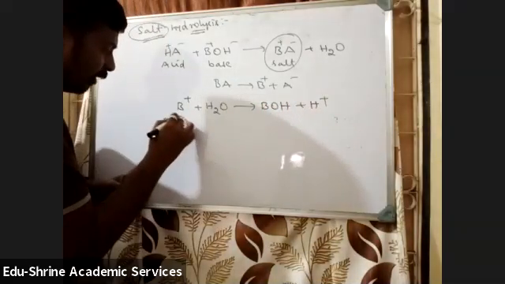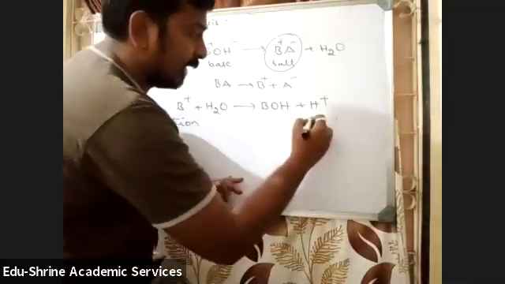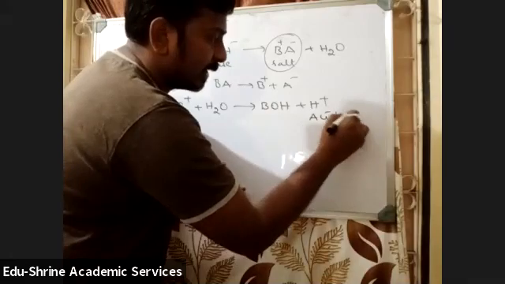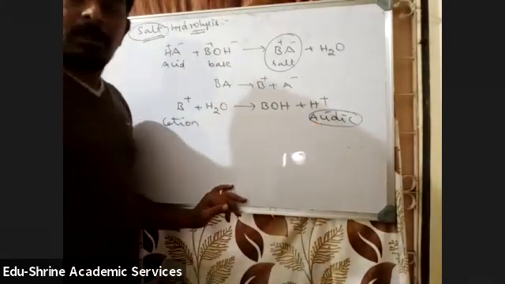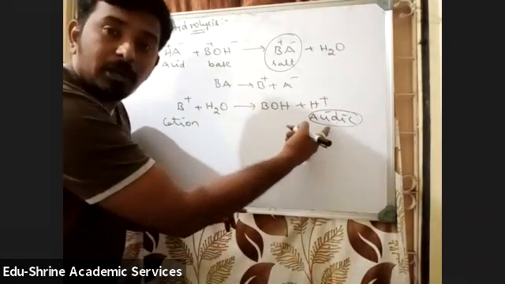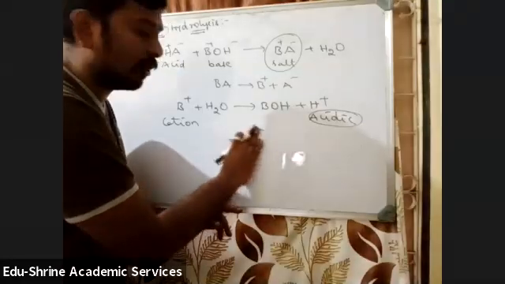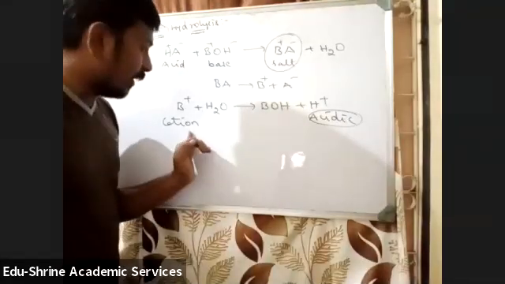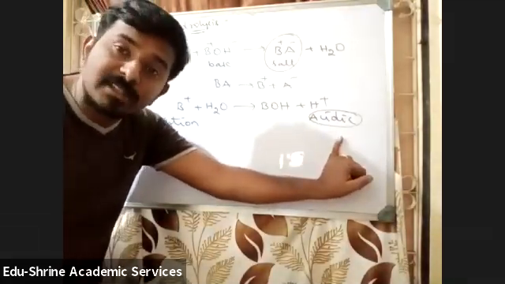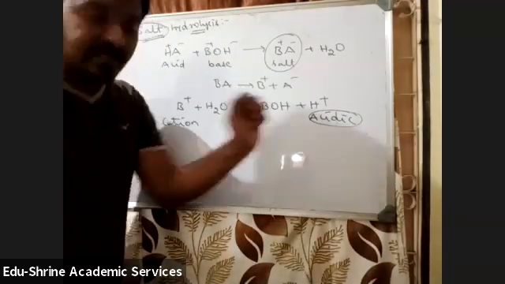So if the cationic part of the salt is undergoing hydrolysis, what will be the nature of the solution, students? Acidic. If the cationic part is undergoing hydrolysis, then the nature of the solution will be acidic. Such a type is called cationic hydrolysis. So cationic hydrolysis will always produce an acidic solution.